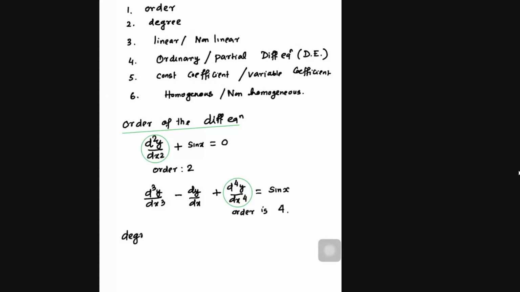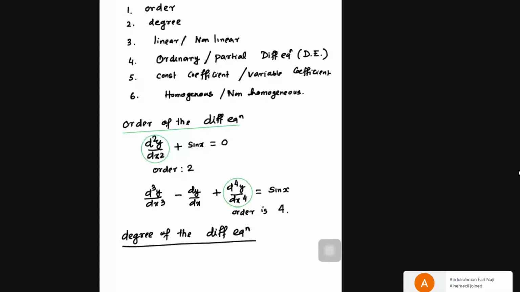Based on these two examples above, we decided the order is the highest order derivative found in the equation. Now for degree, let me give you an example to make it clear. For example, dy over dx plus d square y over dx square to the power 3.